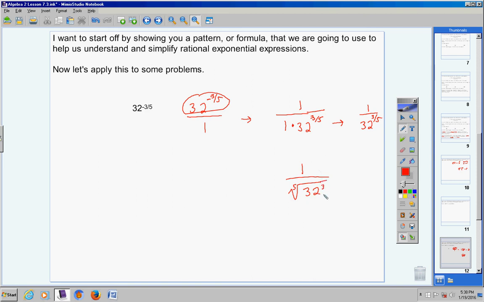Now it's up to you. You can take 32 times 32 times 32 first, and then whatever you get, take the 5th root of it. Or you can take the 5th root of 32 first, and then whatever you get, take it to the third power. That's what I'm going to do. So the 5th root of 32 is 2. Think about it. 2 times 2 is 4, times 2 is 8, times 2 is 16, times 2 is 32. So the 5th root of 32 is 2. And then bring down your power of 3. And 2 times 2 times 2 is 8. So there's your answer. 1/8, just like that.